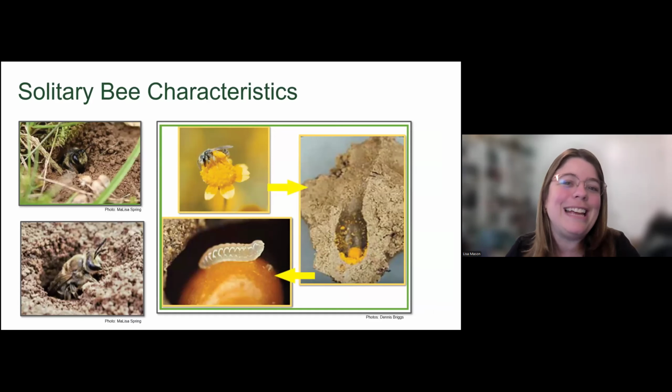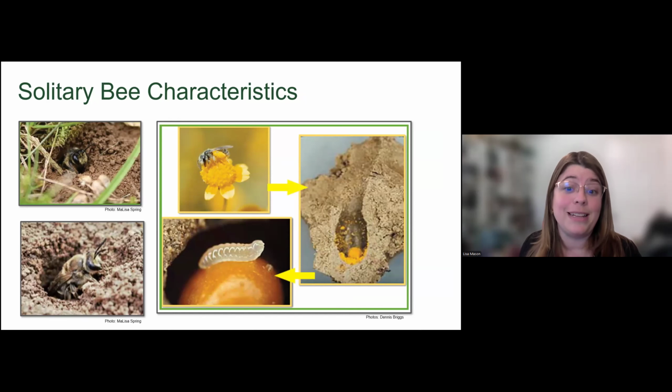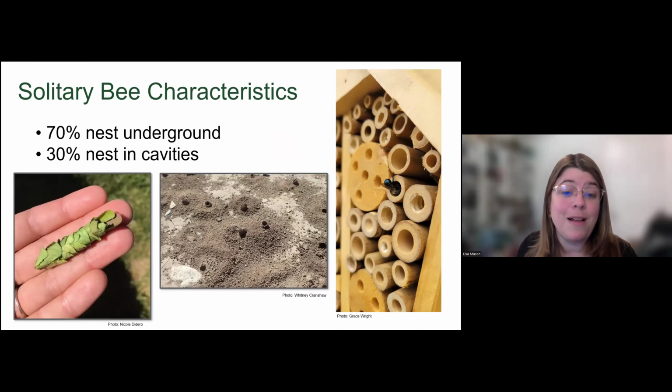Most of our bees are actually living and nesting underground. Those female bees collect pollen and nectar, and they pack it into bee bread, and she will find her underground nest and lay an egg on that bee bread, seal up the nest cell, and she'll do that over and over again. So now that winter's almost here, her brood is protected underground, and they will emerge the following season. Here's some example of an underground nest and also cavity nests. So about 70% nest underground, 30% nest in cavities.